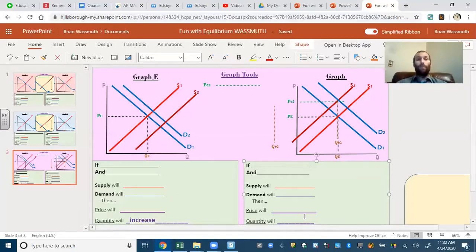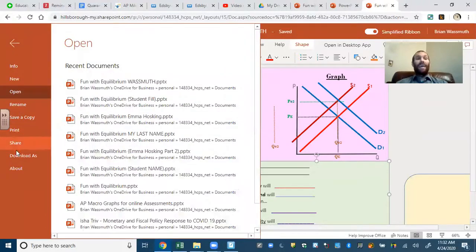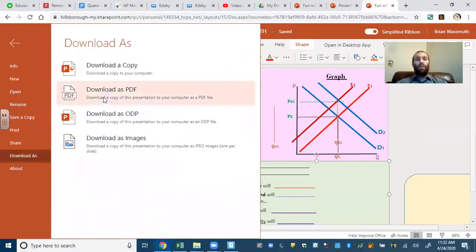I hope that helped you guys out. And remember, once you finish, go to File and Download As. And then you can save it as a PDF or a PowerPoint. I prefer PDF, but these two top options are both correct. Do not pick these. And when you save it to your computer, and then upload it to Edsby, and your assignment will be submitted.